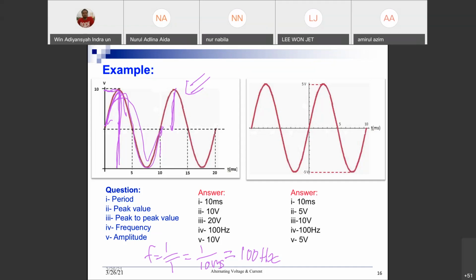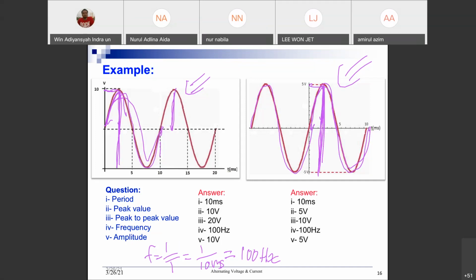Amplitude is similar to peak value. Okay, 10 volt. So the second one, period. Be careful. Check this one. 10 millisecond. Peak value 5. Peak to peak, 5 times 2, 10.